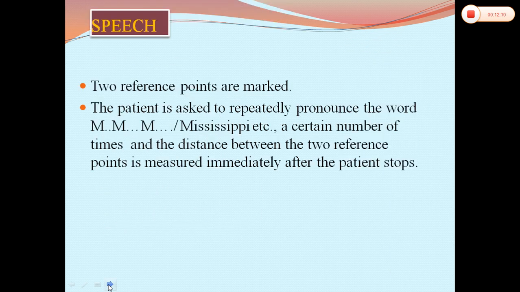Speech: two reference points are marked. The patient is asked to repeatedly pronounce the word M, Mississippi, etc., a certain number of times, and the distance between the two reference points is measured immediately after the patient stops.